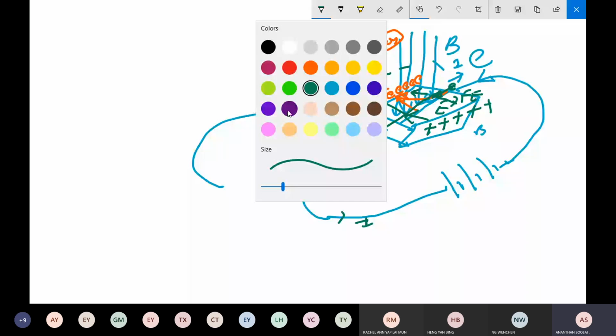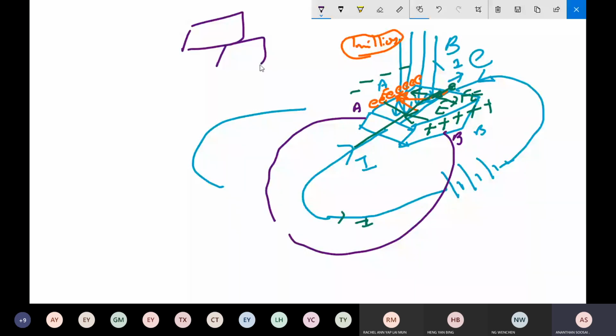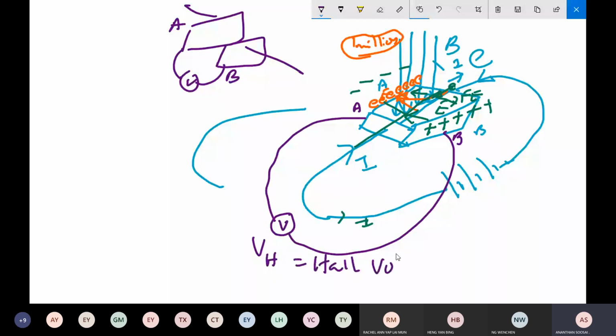Okay, so now let's say someone joins a voltmeter across side A and side B. Imagine A and B like a parallel plate. You want to measure the voltage across it. This voltage is called the Hall voltage.